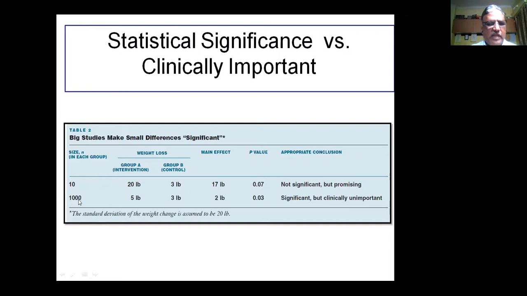Now, suppose you enroll 1,000 subjects in each group. The weight loss in group A is 5 pounds, and in group B is 3 pounds. The difference overall between 5 and 3 is 2 pounds. Because you have such a large sample size, your p-value comes at 0.03. So from 100 kilos, if you lose 2 pounds, whether it is meaningful or not clinically depends. It is a judgment, and you cannot say that this much difference is important or not. It is your clinical judgment. Here the statistical significance is there, but you would say that 5 pounds and 3 pounds, a 2 pound difference only, is clinically not important.